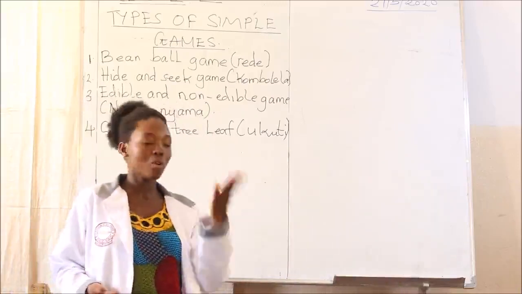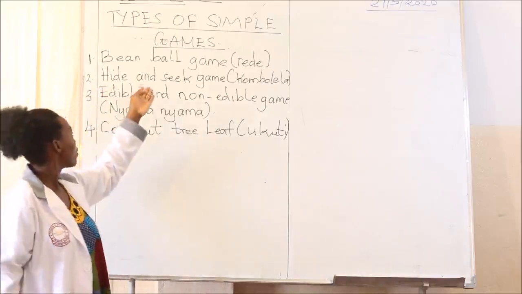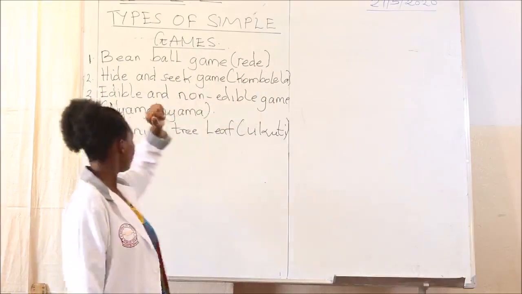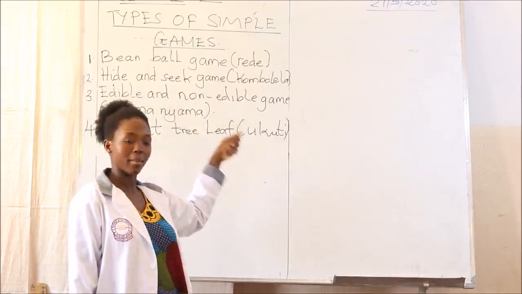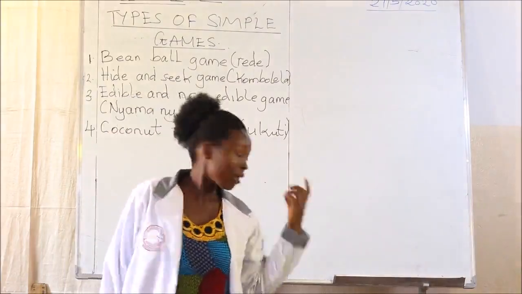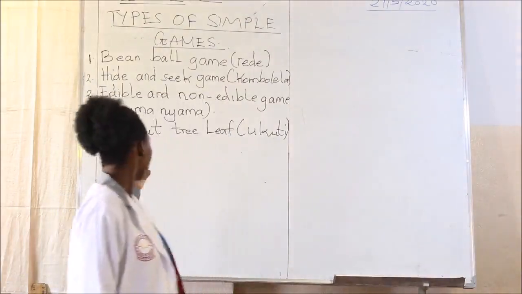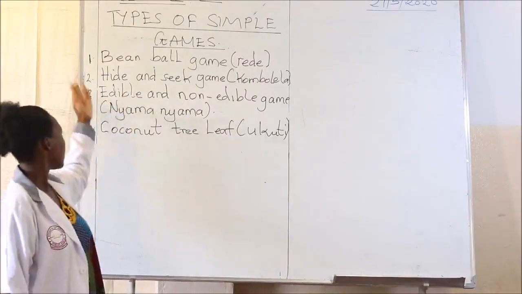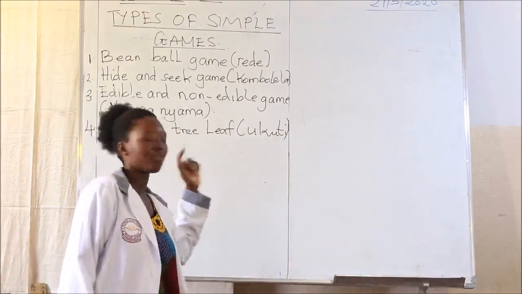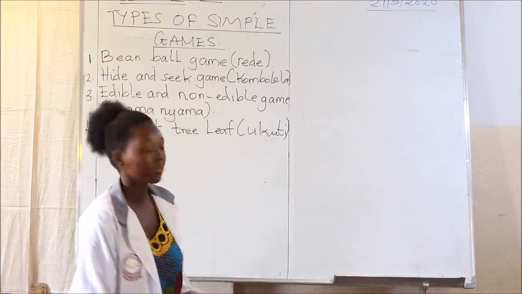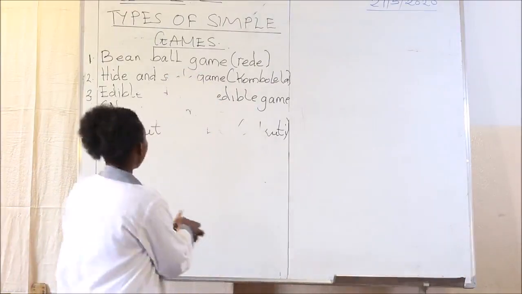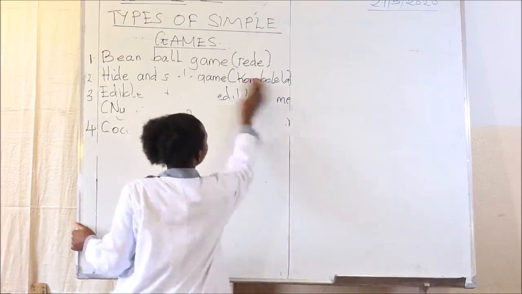And types of games, we discussed 4 types, which are board game, which is Rede Swahili; hide and seek game, which is Kombolela; edible and non-edible game, which is Nyama Nyama; and the coconut tree leaf, which is the Ukuti. Number 1, board game. Number 2, hide and seek game. Number 3, edible and non-edible game. Number 4, coconut tree leaf, which is Ukuti. Now, today, we are going to continue discussing types of simple games.